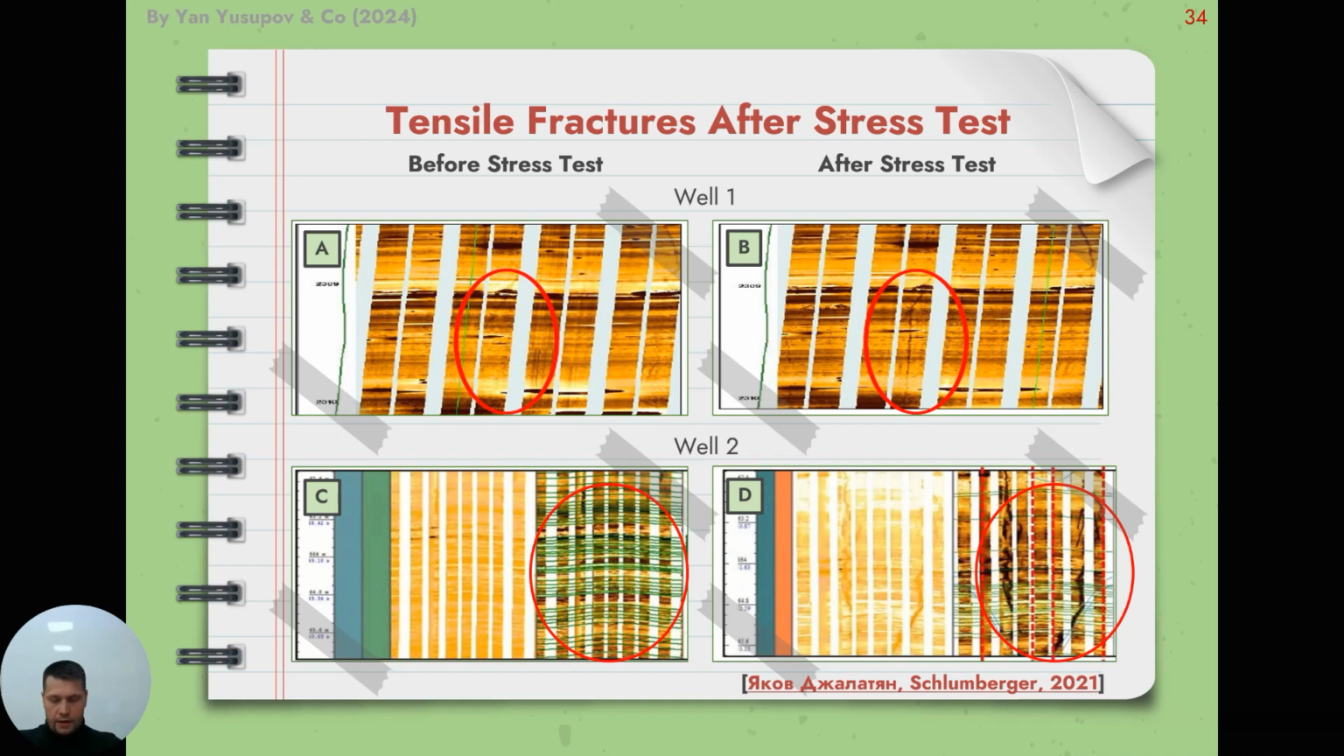These are examples of tensile fractures before the stress test and after the stress test. You can see on the picture A that there are no tensile fractures before the stress test, and after the stress test you can see on the same picture a vertical tensile drilling-induced fracture.